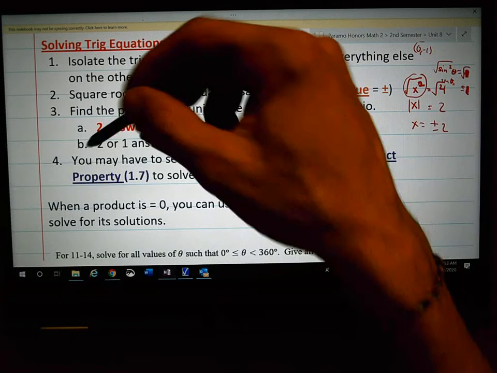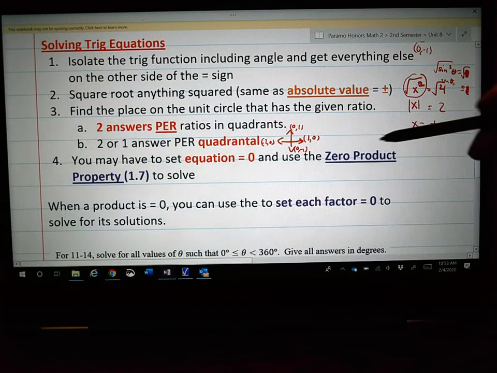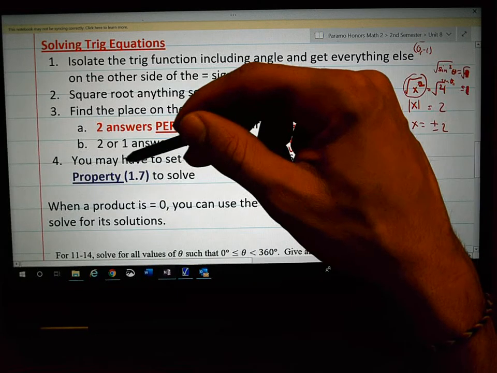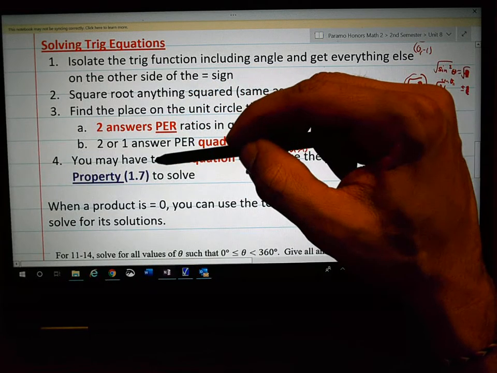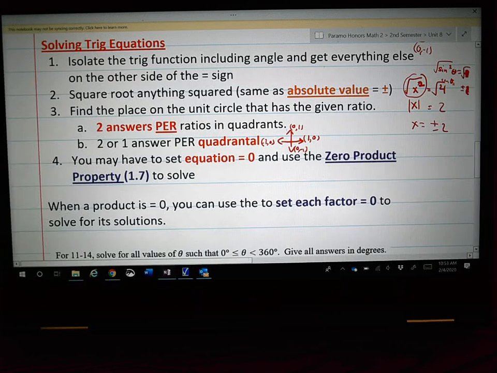You may have to set the equation to 0, and you may have to use the zero product property in Chapter 1, Section 7 that we've already learned to solve it. So with that being said, let's do some examples following these 4 steps.